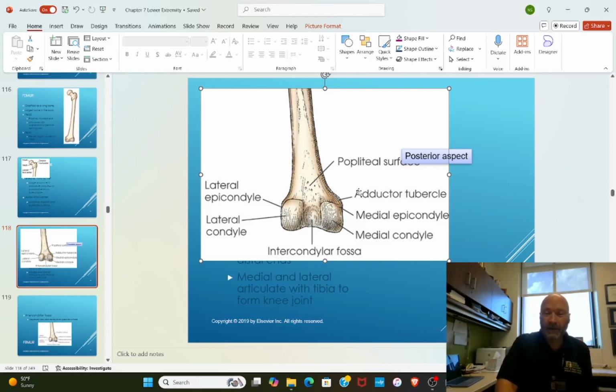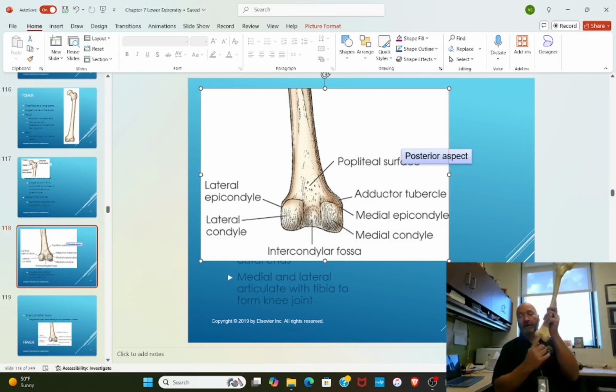So I'm not going to ask you about your abductor tubercle or anything like that, but you do need to know about this place in between. Remembering a fossa is kind of a shallow indentation. The intercondylar fossa is the fossa in between the condyles. So that's this thing right here.